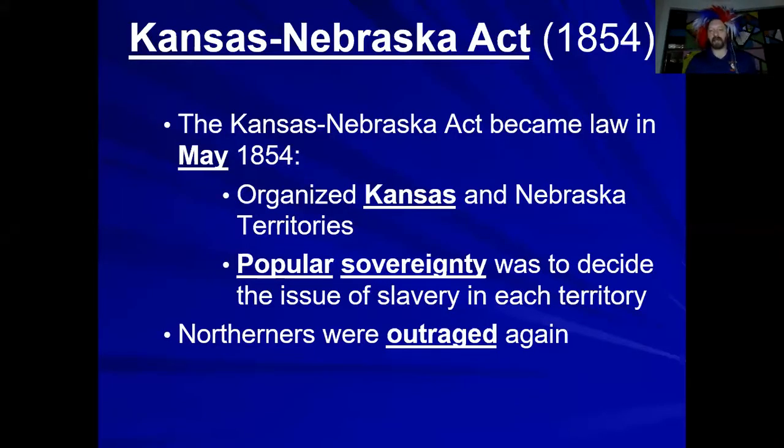So this is where we finished up last time. This is the Kansas-Nebraska Act in 1854. Northerners are mad. Popular sovereignty is the thing. Southerners are like, yeah, we got a chance. So here's what happens.